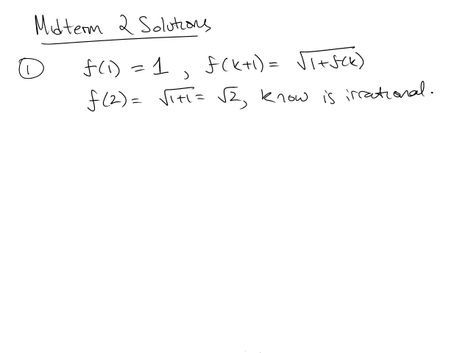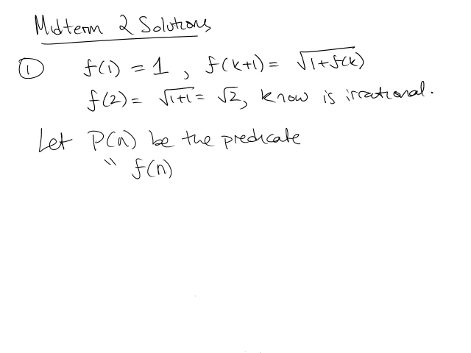So before you start a proof by induction, you have to identify what the predicate is. You need a predicate indexed by positive integers. So let P of n be the predicate. In this case, it's fairly clear what the predicate should be. I just want to show that f of the integer is irrational. So P of n: f of n is irrational.